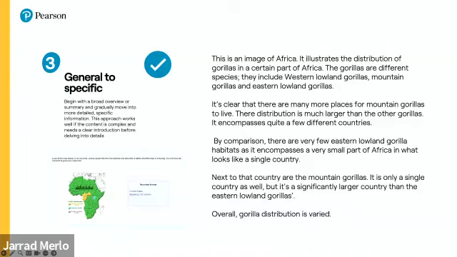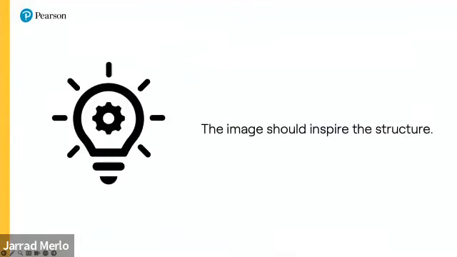Anyway, what I'm doing here, naturally, there was some contrasting or comparative language in there. But what I've done is I've gone big picture, small picture, small picture, small picture, right? I've gone Africa, and then the mountain gorillas, the lowland gorillas, whatever. So big to small makes perfect sense for this particular image type. I think the take-home message is this: the image should inspire the structure, not the other way around, okay?